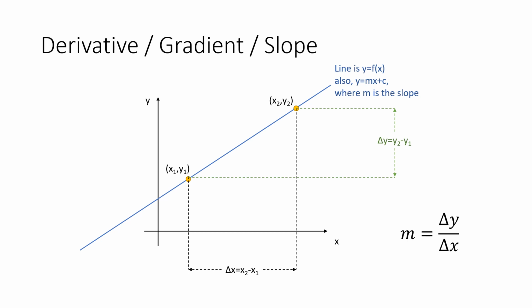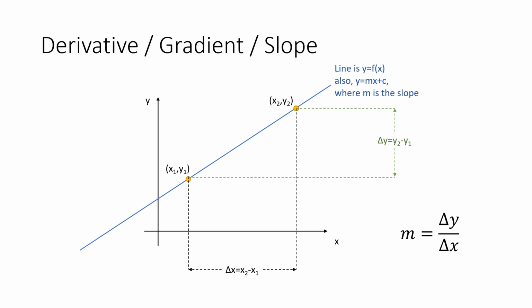The gradient of this line is also known as the slope or the first derivative. The equation of the line is y equals mx plus c, where m is the slope of the line. To calculate the slope, we need to know the difference in y over the difference in x between any 2 points on the line. We select 2 points on the line which will have the coordinates x1, y1 and x2, y2.